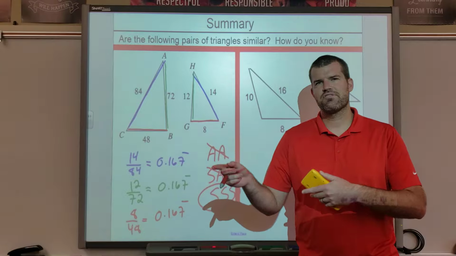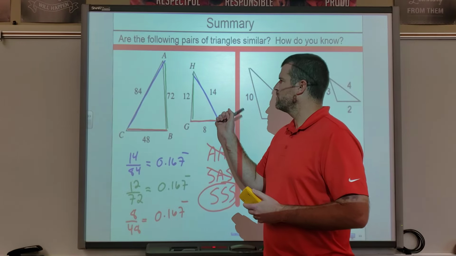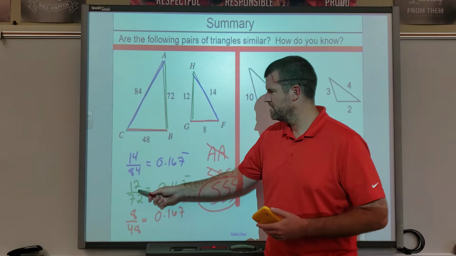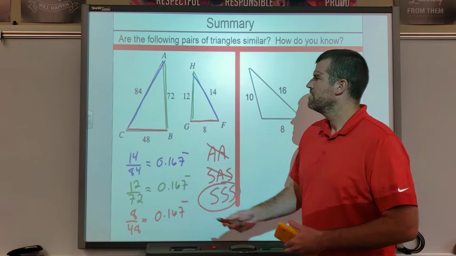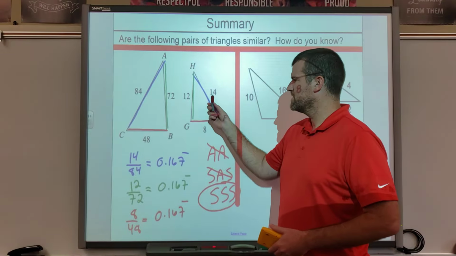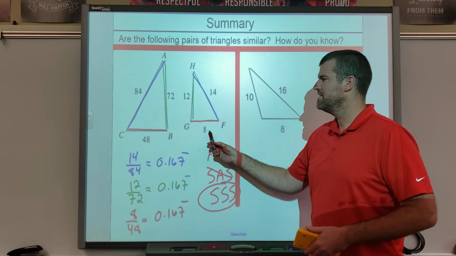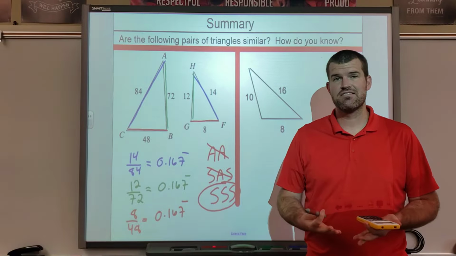Now, the one thing I was about to mention a minute ago, you don't have to go from the right triangle to the left triangle, right? How I put 14, 12, and 8 all on top. You could do the reverse. You could do 84 over 14, 72 over 12, and 48 over 8. And then all of these would actually have a scale factor of 6, right?